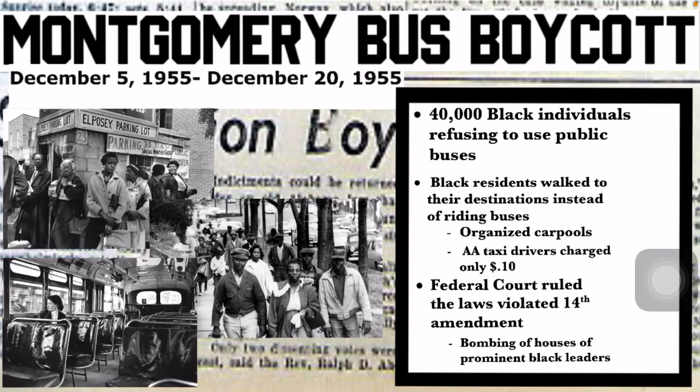On June 5, 1956, a federal court ruled that laws requiring or promoting segregation were in violation of the 14th Amendment. Unfortunately, violence followed along with integration. Buses were being shot at, and Black churches and the homes of prominent Black leaders such as Martin Luther King Jr. were bombed, even though King was notorious for his advocacy of non-violent resistance.